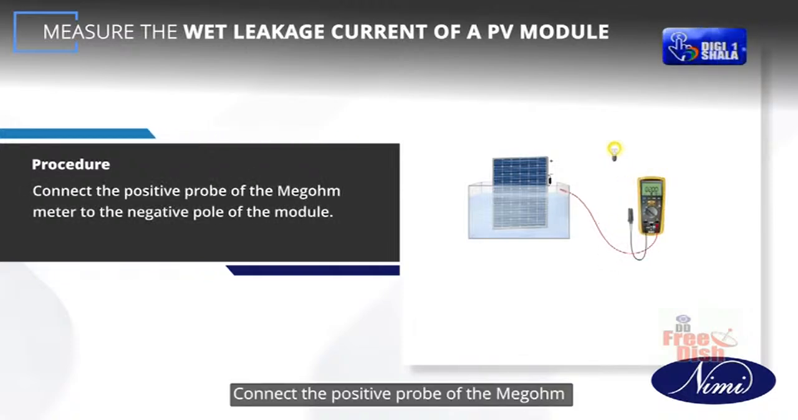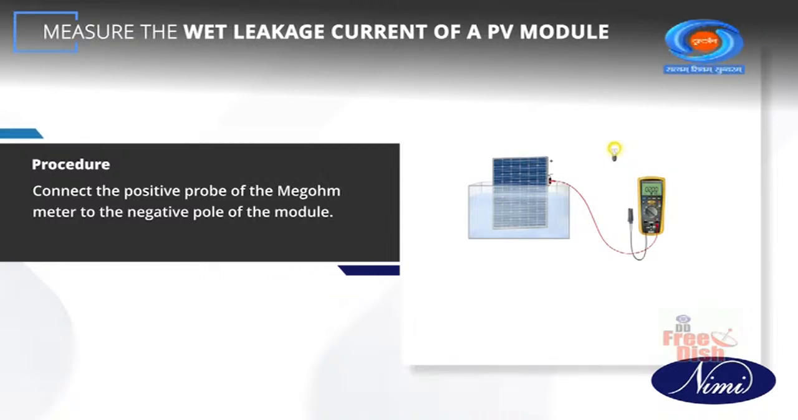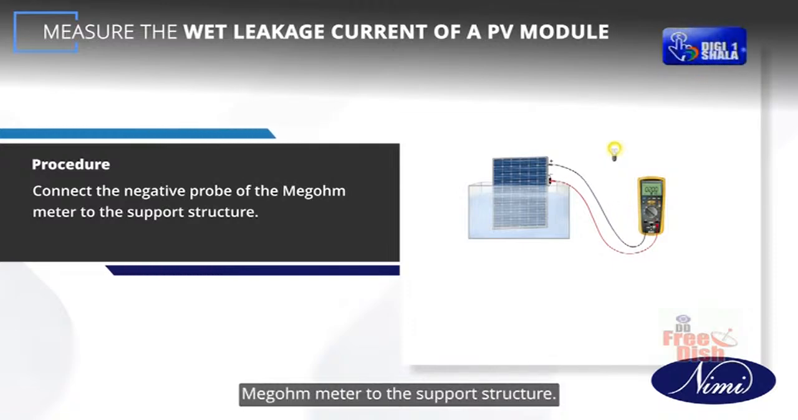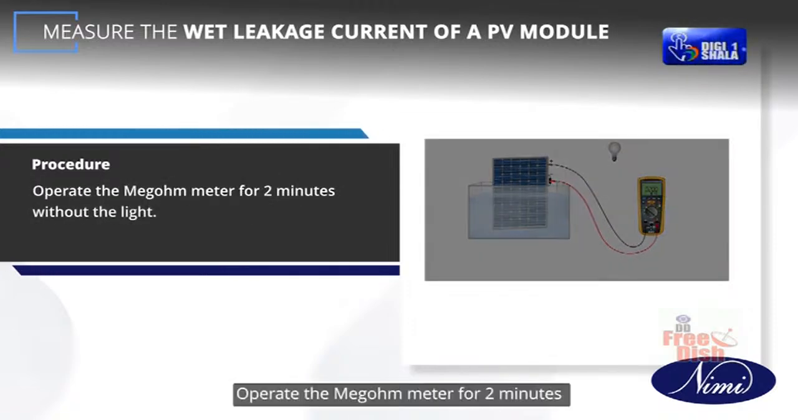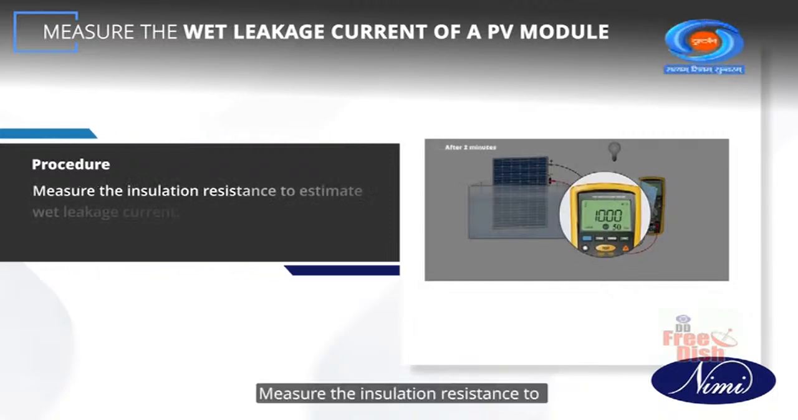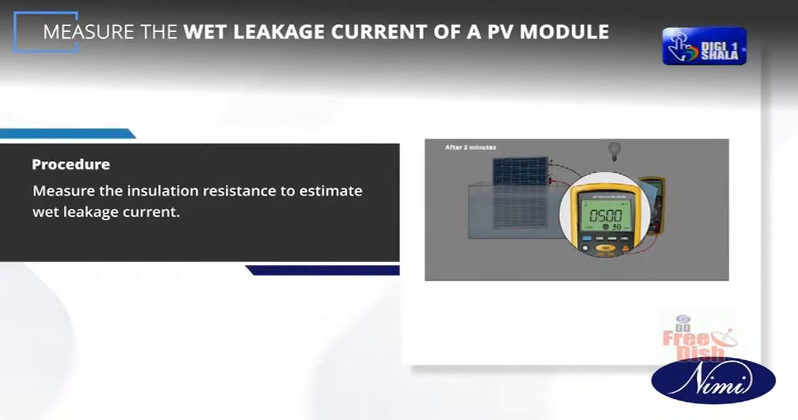Put the PV module inside the water tank. Connect the positive probe of megometer to the negative pole of the module. Connect the negative probe of the megometer to the support structure. Operate the megometer for 2 minutes without the light. Measure the insulation resistance to estimate wet leakage current.